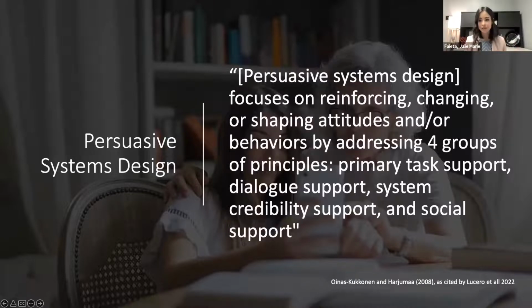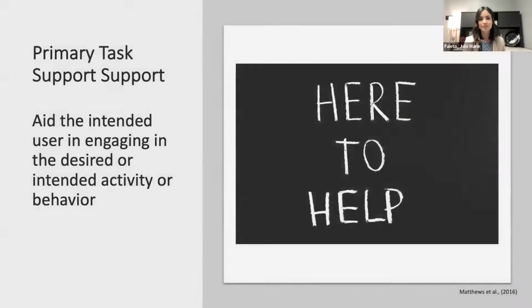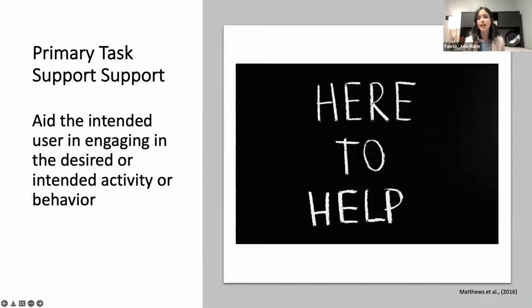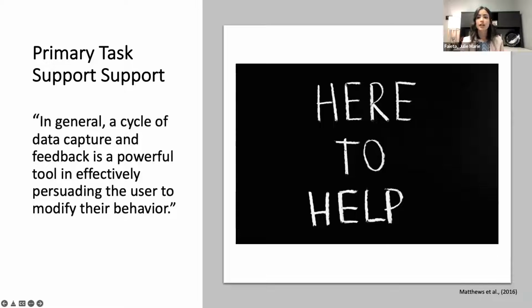So with that disclaimer, let's go ahead and talk about the 4 components of persuasive system design. The first being primary task support, and that's how the app functions to aid you in achieving the desired goal. In many cases, that's going to be a behavior. This might be through providing venues for self-monitoring. It might be by providing education or guidance, whether general or tailored. Matthews et al. 2016 notes that in general, a cycle of data capture and feedback is a powerful tool in effectively persuading the user to modify their behavior.